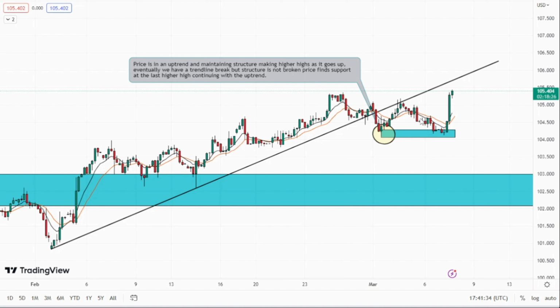Always use top-down analysis on all the market structure tools you are using. Top-down analysis allows you to identify the trend and allows you to trade in the direction of the trend.